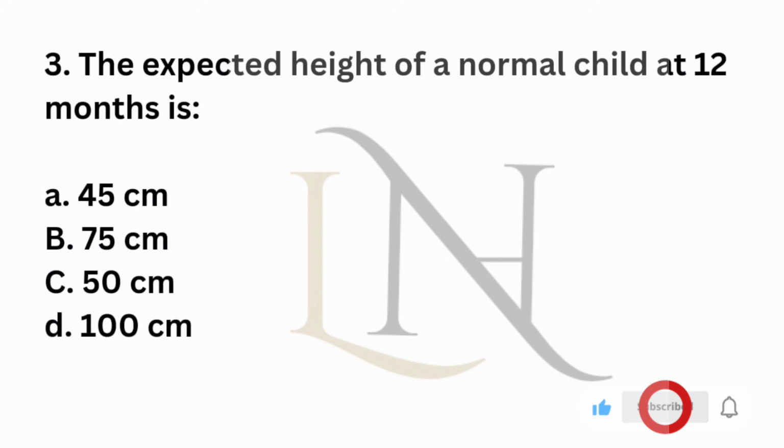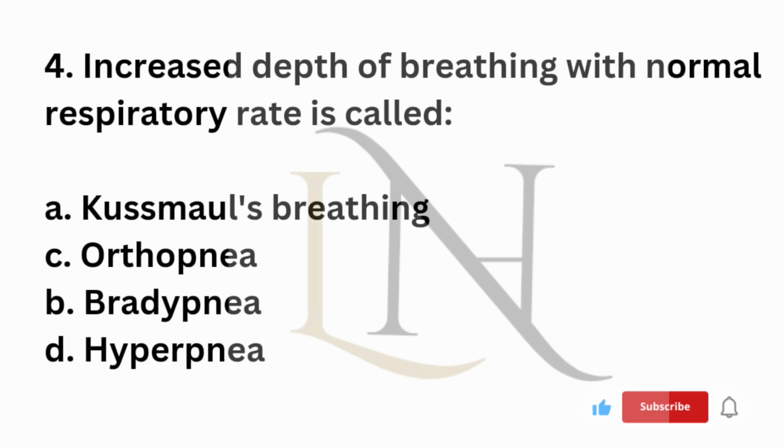Next question. The expected height of a normal child at 12 months is option A, 45 centimeters. Option B, 75 centimeters. Option C, 50 centimeters. Option D, 100 centimeters. Correct answer. Option B, 75 centimeters.